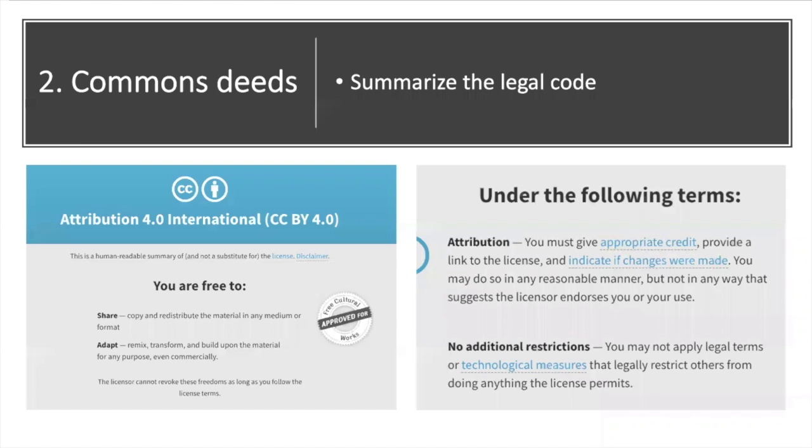The second layer, or the Commons Deed, is the one that's written in lay terms. It explains the key license terms in a way that regular humans should be able to understand. This is an example also for the CC Attribution 4.0 license.